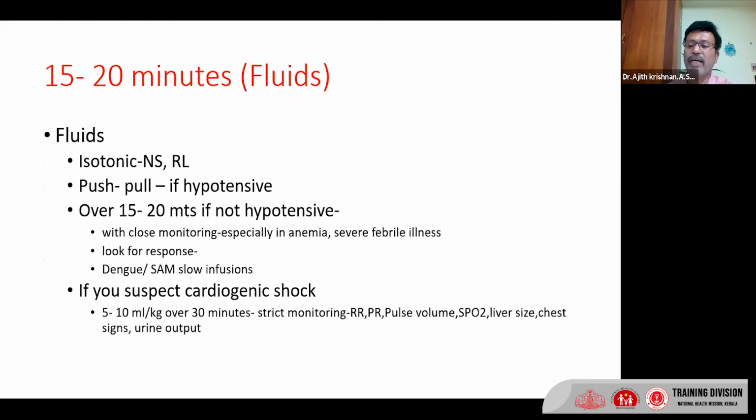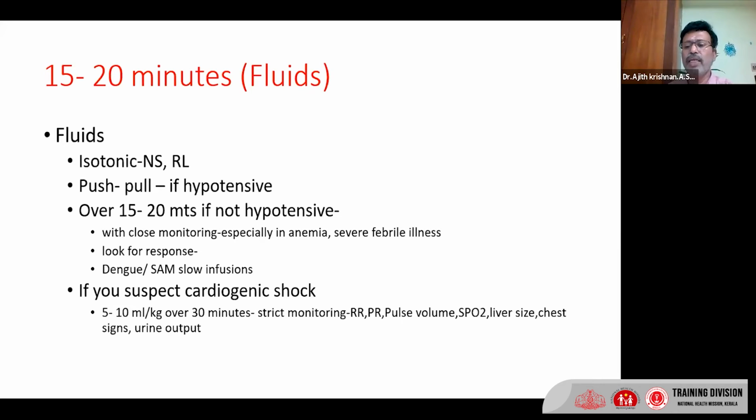The usual isotonic fluids available are normal saline or ringer lactate. Ringer lactate has less chloride content, and it is preferable. Some say that it reduces the acute kidney injury. Anyway, for managing circulatory dysfunction or shock, the usual fluid available is normal saline. You can definitely give normal saline. Both are the same for the management of shock.